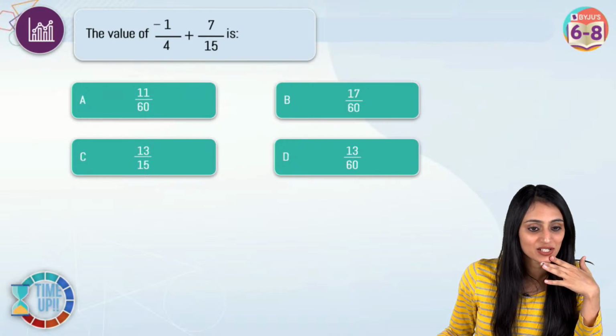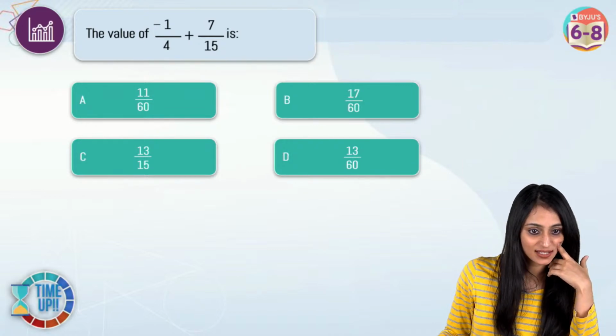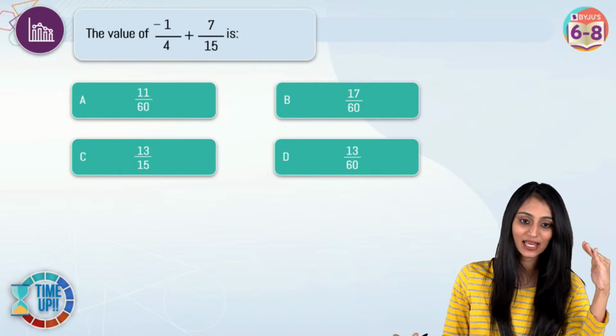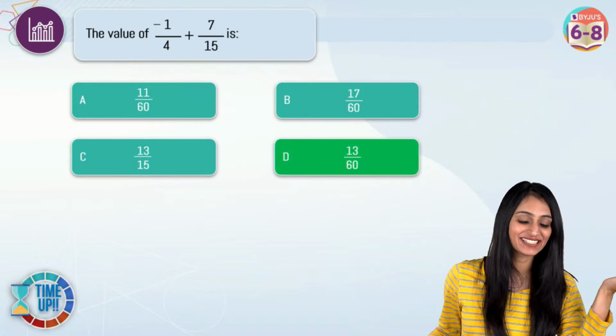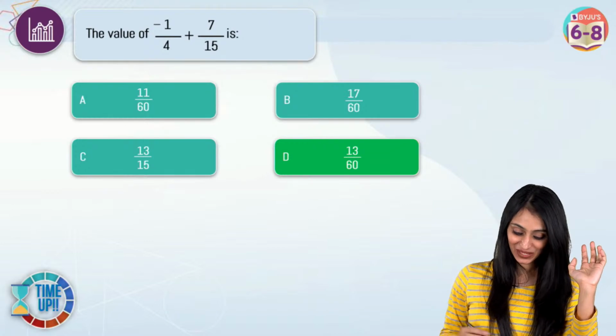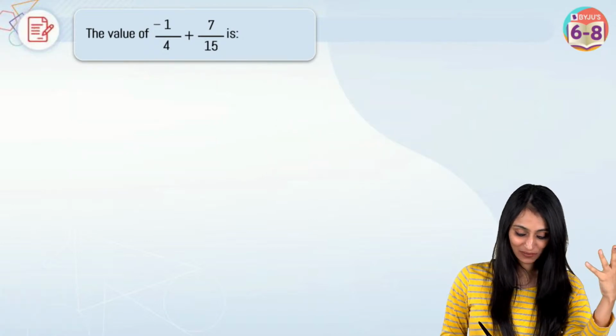Oh, I can see answers. Yes, the answer says it's 13 by 60. Everyone is saying option D, 13 by 60. Time is up. Let's check the answer. Absolutely right. It's 13 by 60. Quickly, let's take a look at the solution, though you all have given the right answer.